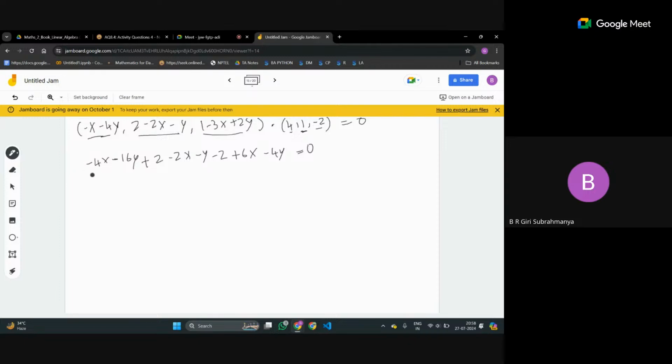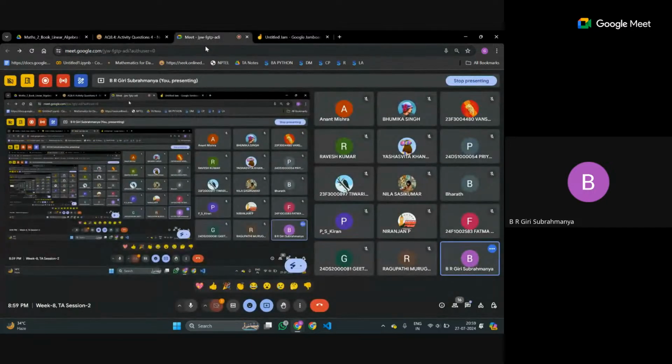This should be equal to 0. Clear? Now minus 4x minus 2x minus 6x plus 6x is 0x. Minus 16y minus y minus 17y minus 4y is minus 21y. Minus 21y is equal to 0, so minus 21y is equal to 0. So y will be 0. So we have got x and y.